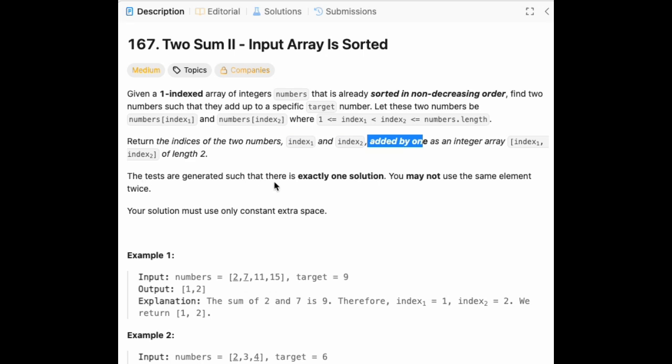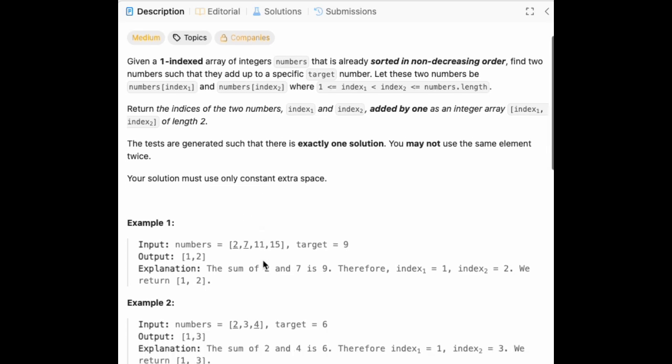The tests are generated such that there is exactly one solution. You may not use the same element twice. This is also really important for us to remember. So we cannot return the same index. The number could be the same, so at index 0 and index 1, we could have the same value, but we can't give them the same index. It can't be 0 and 0. It has to be 0 and 1 or 1 and 2, whatever combination.